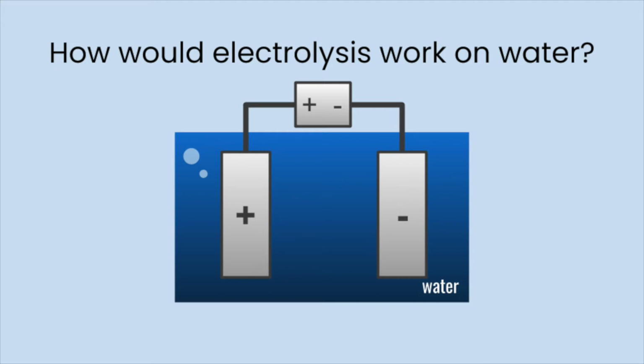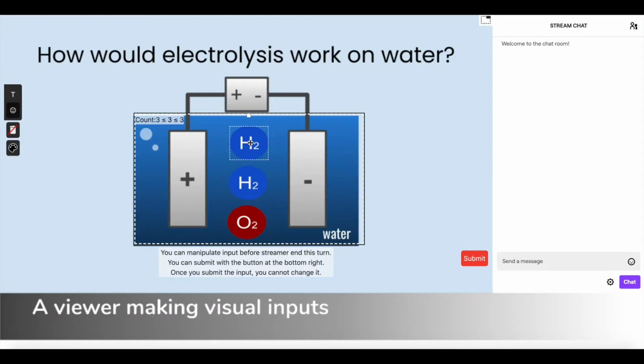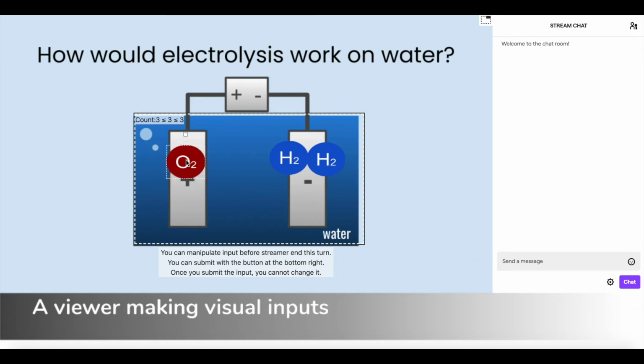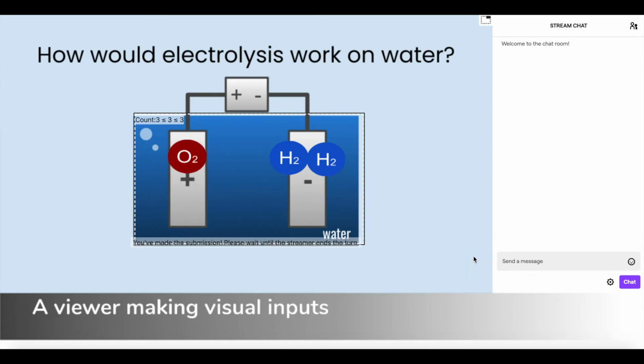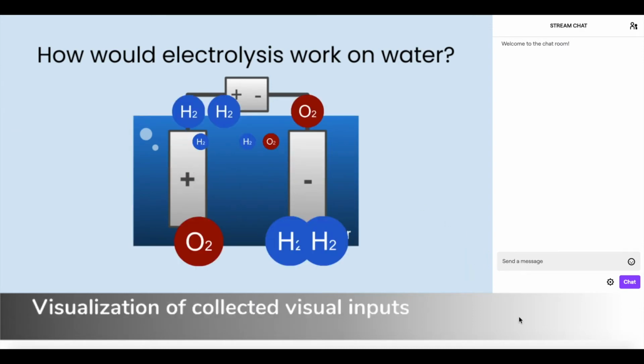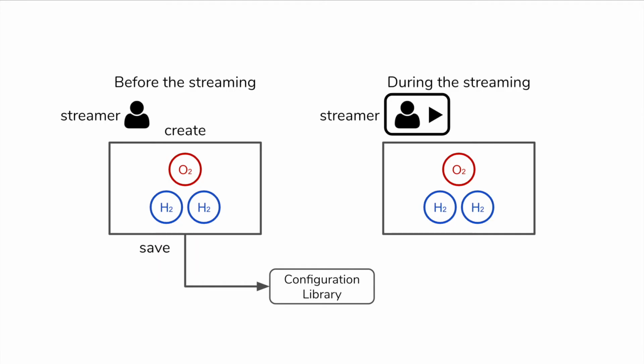Let's assume that a teacher wants answers to the question in remote lecturing: how would electrolysis work on water, and where would oxygen and hydrogen be generated? With VisPoll, the streamer lets viewers answer this question with visual inputs, in this case, with 2 hydrogen molecules and 1 oxygen molecule. After collecting inputs from viewers, the streamer can visualize them, with each row indicating a group of answers, and the size indicating the number of people who answered so. The streamer can create this interaction before the lecture, and use the stored interaction template during the lecture.